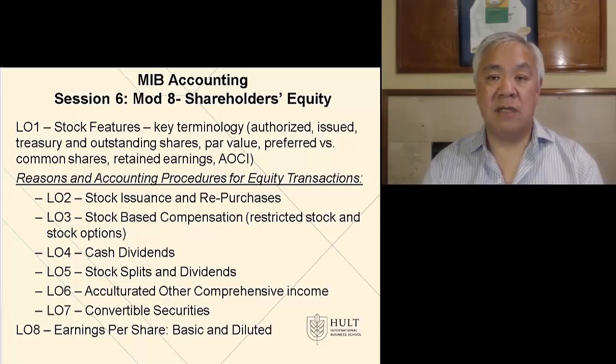Learning Objective 6 was the 4 types of transactions that comprise accumulated other comprehensive income. Learning Objective 7, convertible securities such as convertible bonds or convertible preferred stock. And finally looked at the computation differences between basic and diluted earnings per share.